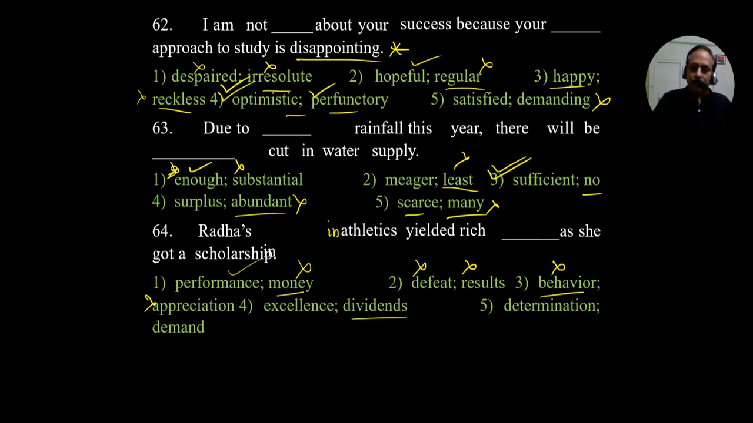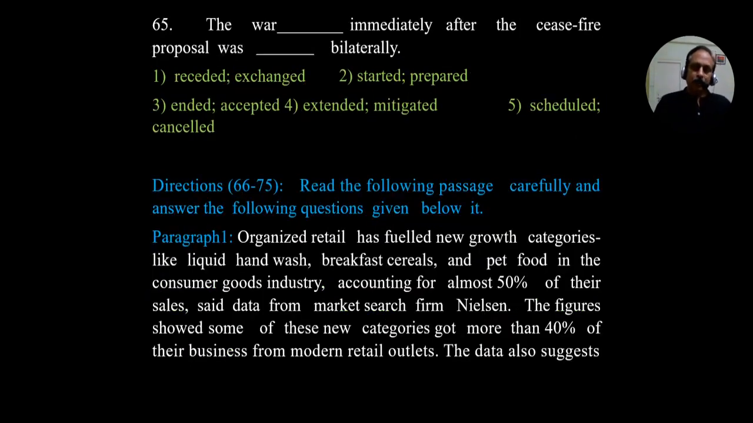Rather's determination in athletics yielded rich demand as she got. No, not relevant. What is the answer? Rather's excellence in athletics, perfect word, yielded rich dividends. The word dividend goes with companies; they give it to the employees or the shareholders. In this context, it means positive result. Rather's excellence in athletics yielded rich positive results as she got a scholarship. Answer is the fourth option. These are all easy, should not be a problem.